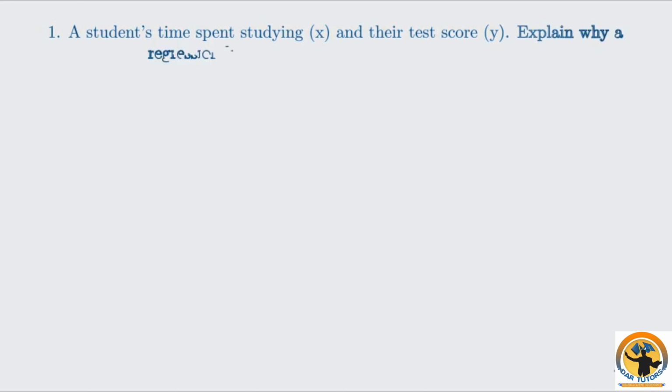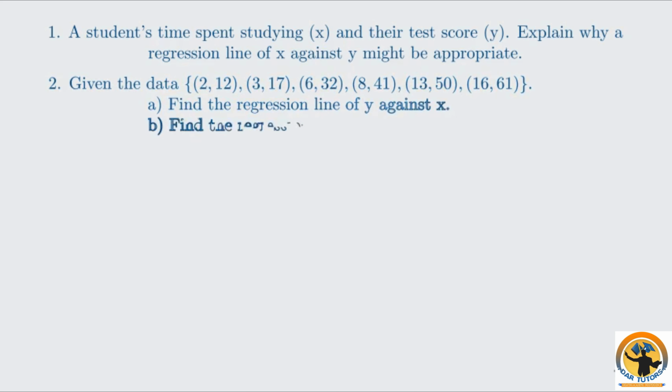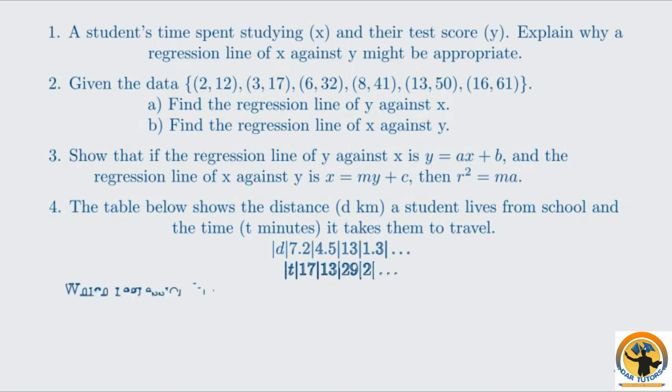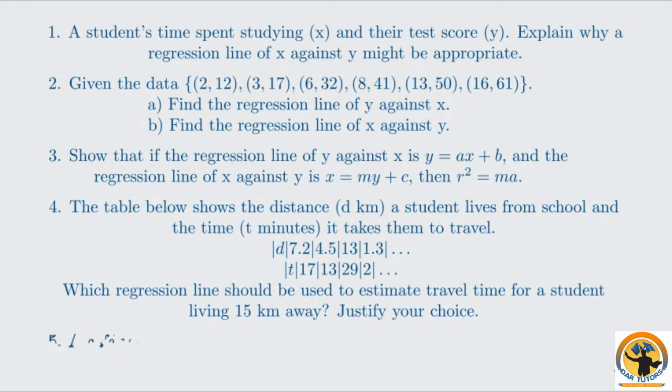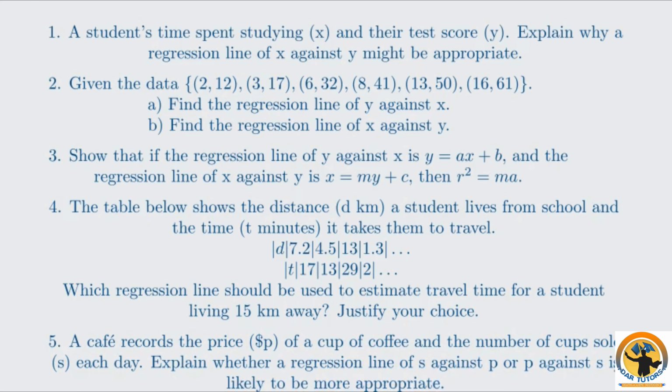To solidify your understanding, here are 5 practice questions in the style of the IB exam. Pause the video and try them on your own before watching the solutions. Question 1 asks why x against y is appropriate for time spent studying and test scores. Question 2 gives you a dataset and asks for the regression line of y against x and x against y. Question 3 is a theoretical proof. Question 4 involves a real-world example of distance and travel time. Question 5 is a data analysis problem involving coffee sales and price.